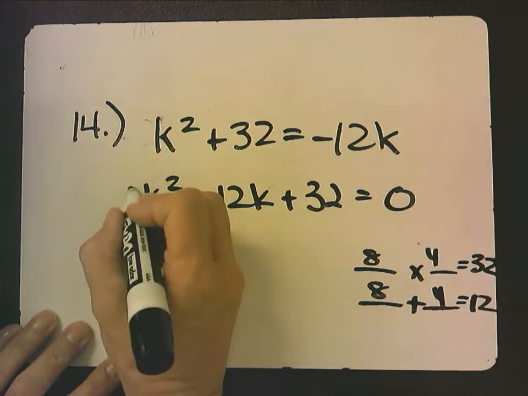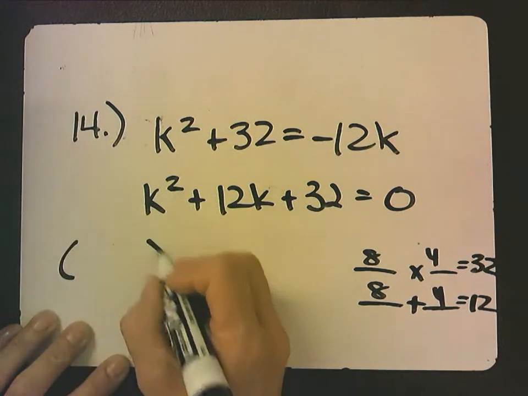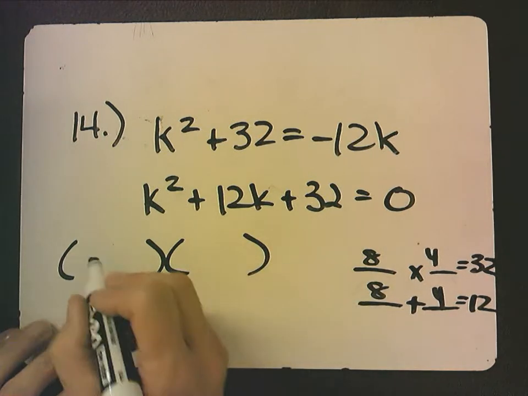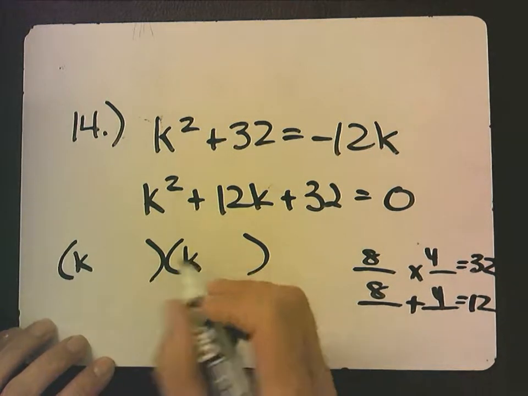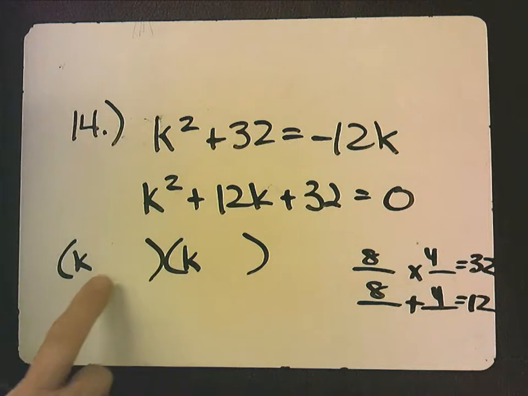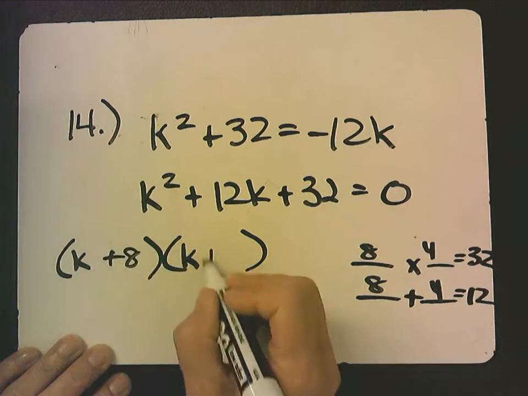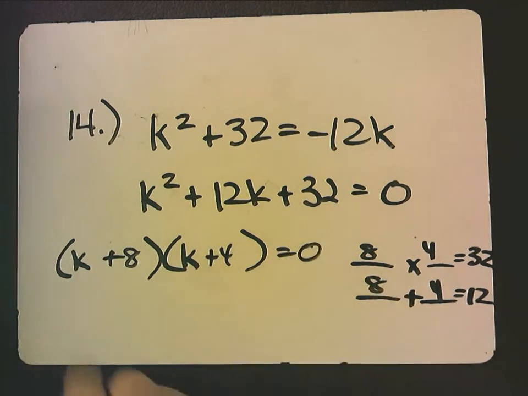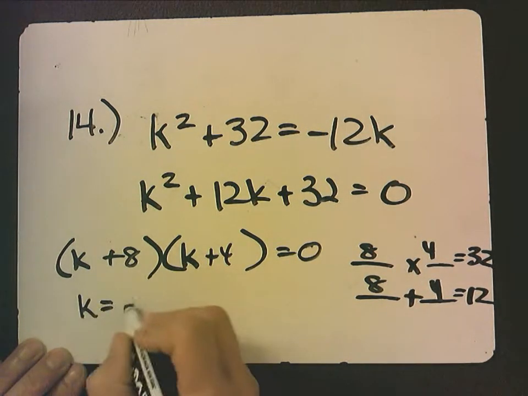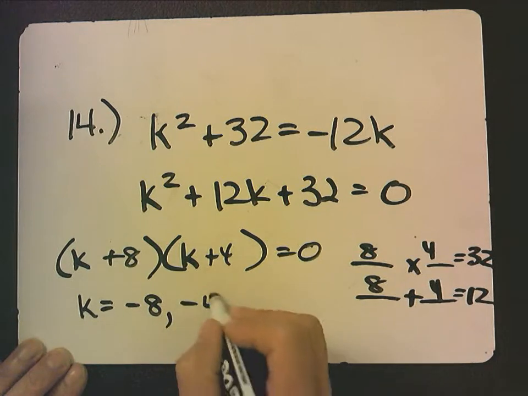And because this leading coefficient is 1, this is a type 1 factoring situation where I can put k and k, because the only two variables that when multiplied equal k squared are k and k. And then I just add my magic numbers, equal 0. I double check it: k squared plus 4k plus 8k is 12k, plus 32. So this means k equals negative 8 or negative 4.